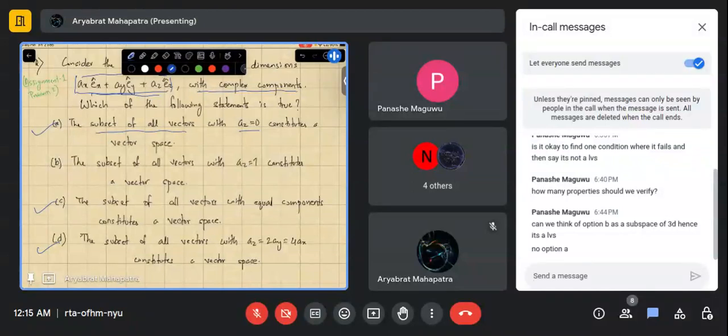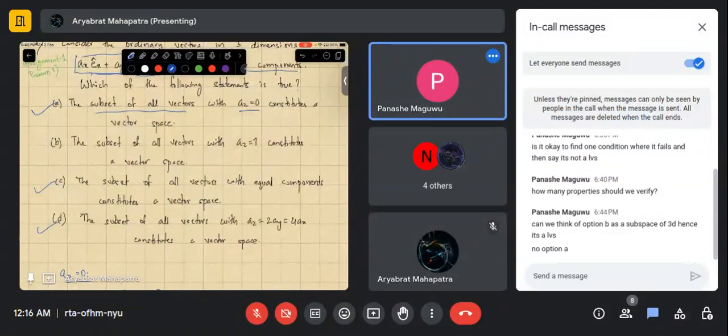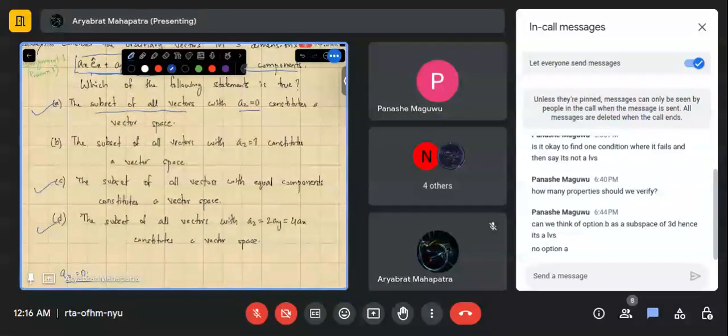We have a global vector space which has three basis vectors. But if you restrict your vector space to a small region, taking only two basis vectors of them, you have restricted your vector space to a small region that basically forms a subspace of that global vector space. Okay, that makes sense. Thank you.